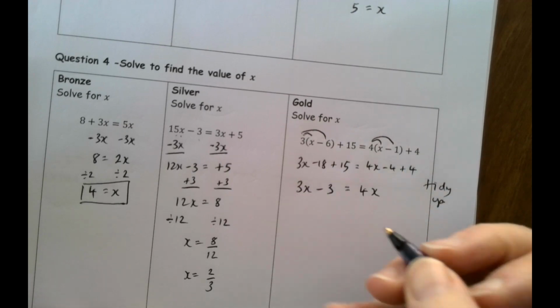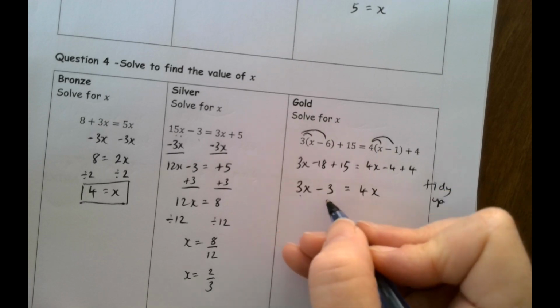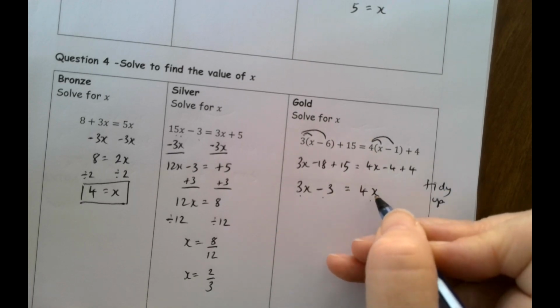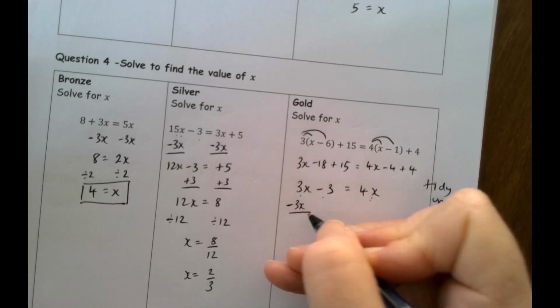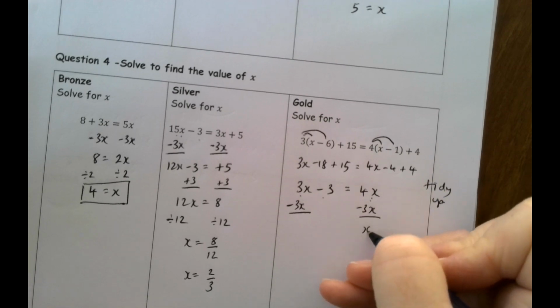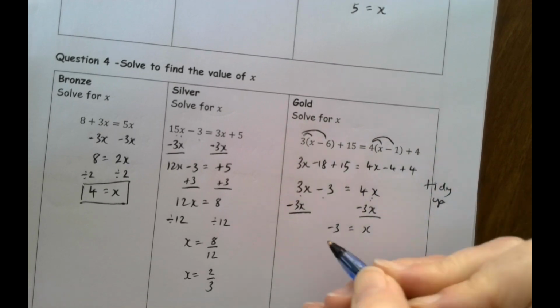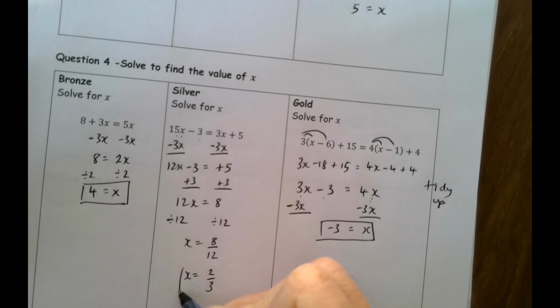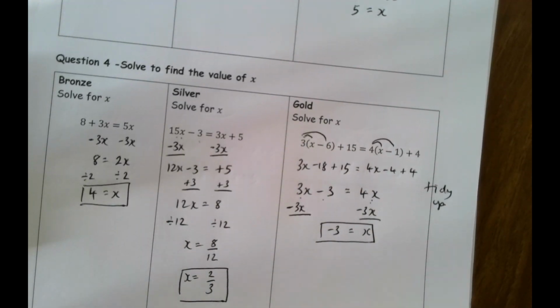So look how much nicer this is than this. So always tidy up. Okay, now this 3x minus 3 equals 4x. I'm going to get the x's onto the right-hand side, so I'm going to subtract 3x from both sides. And x equals minus 3. You see, once I tidy it up, it's fine. Until it was tidied up, it looked hard.